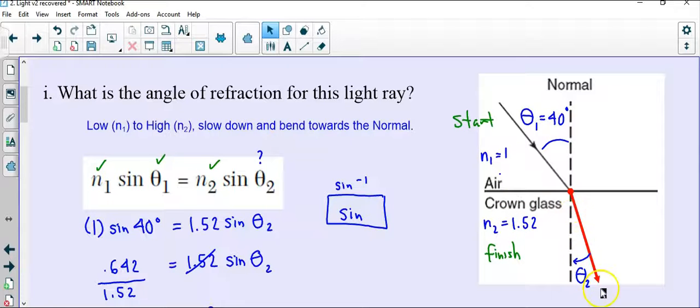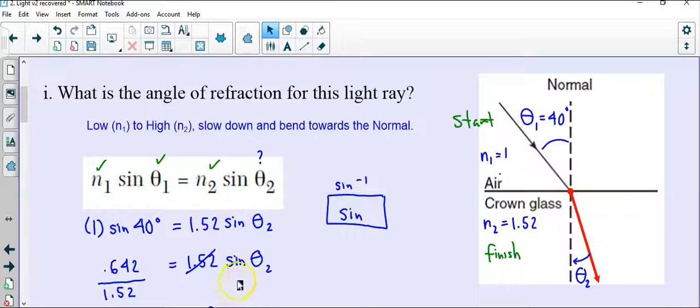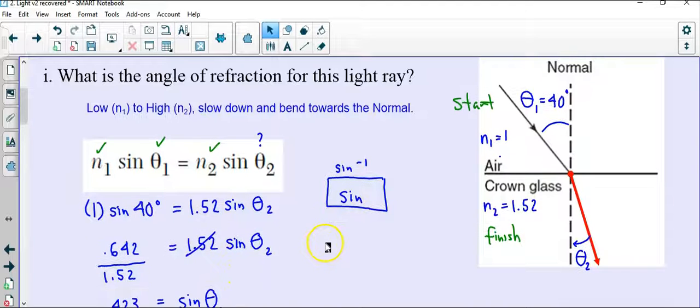So this red line represents the ray being refracted, and the theta 2 is clearly closer to the normal line than it was when it was on this side of the boundary, coming in at theta 1 of 40 degrees. So in order to compute the angle of refraction, we have to use formula W5, and we have to substitute the given values. So let's see what those are.